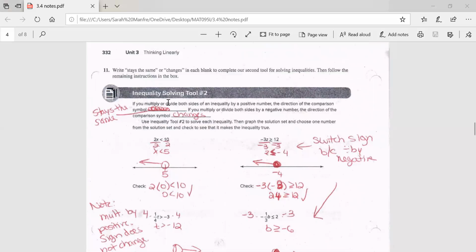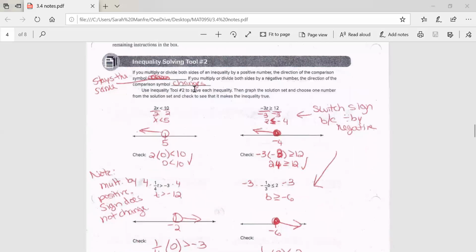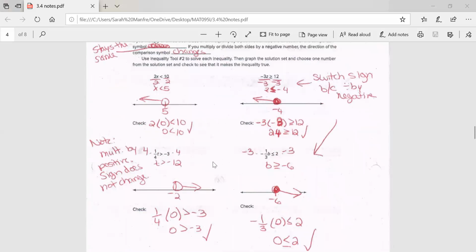So if you multiply or divide both sides of an inequality by a positive number, the direction of the symbol is going to stay the same. If you multiply or divide by a negative number, the direction is going to change, okay? Here's a couple examples for us to do.